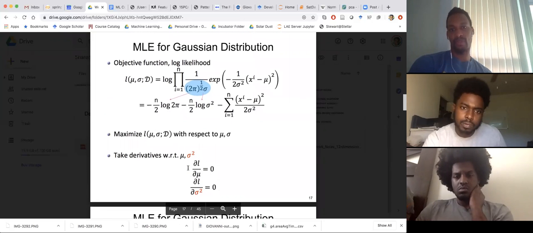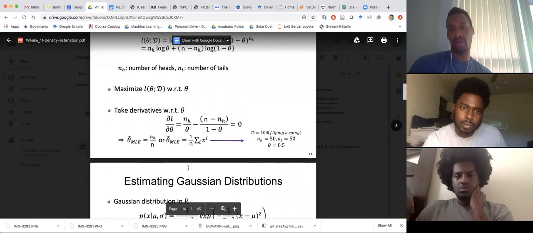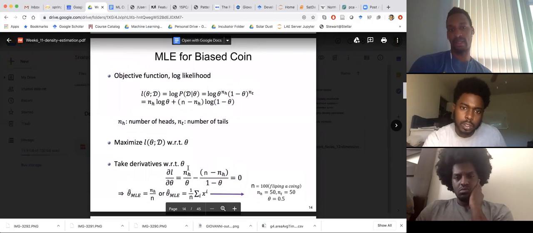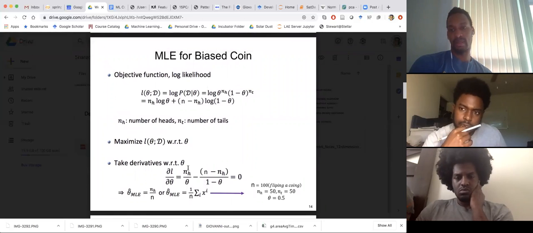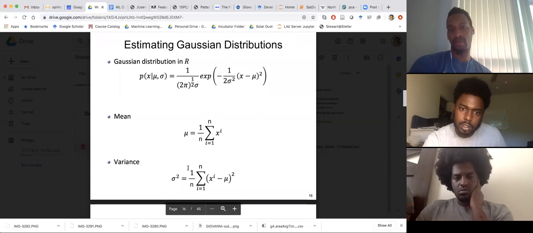So in the first one, you assumed the Bernoulli distribution, which only had one parameter, theta. But in the second one, you assumed the Gaussian distribution that had two parameters that you need to figure out, mu and sigma.